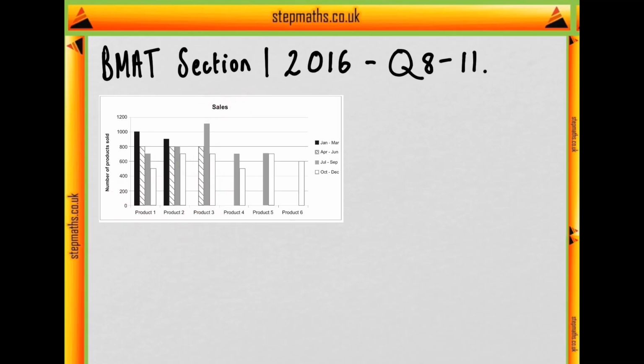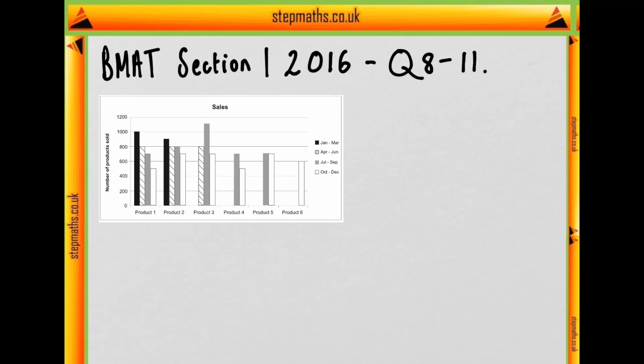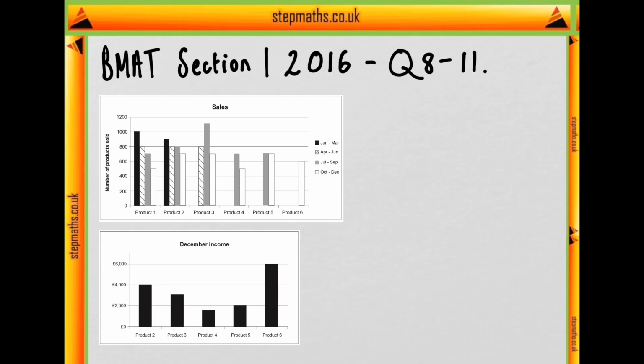Obviously this graph shows sales and the number of products sold with respect to time. The income for a particular month, December, is shown here. So we can see that different products sold differently.